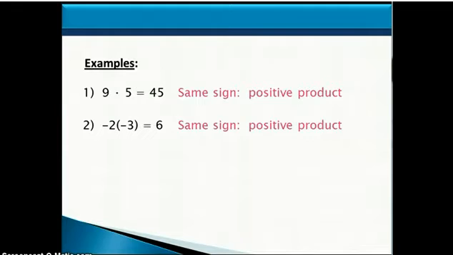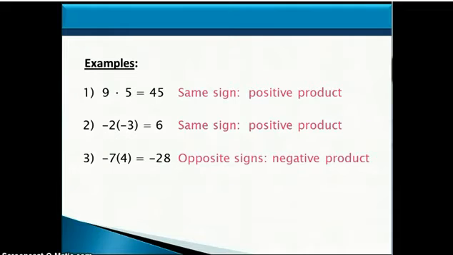Let's look at some examples. This first example, we have a positive 9 times a positive 5. Those both have the same sign, so the product is positive, and their absolute values multiplied together gives us 45. In this next example, we have negative 2 times negative 3. Those are two numbers also with the same sign, so the product will be positive. And 2 times 3 is 6, so our answer is positive 6.